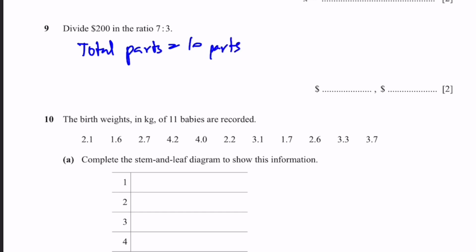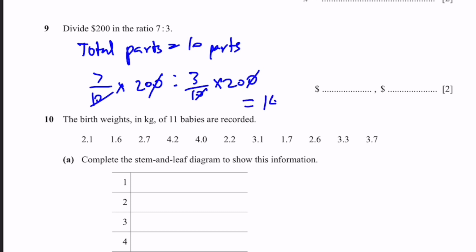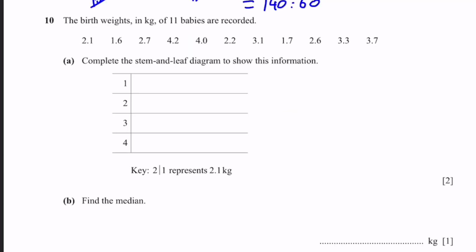200 in the ratio of 7:3 will be 7 by 10 into 200 is to 3 by 10 into 200. If you do that, you can cancel like that, like here as well, and we will get 140 is to 60 in dollars for both. That's the answer.